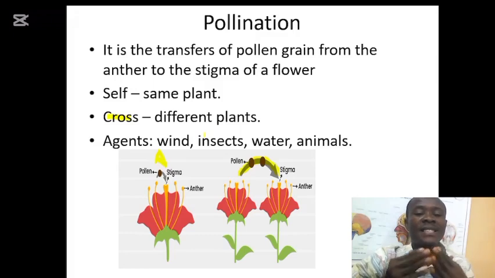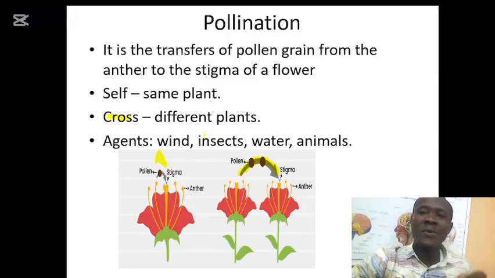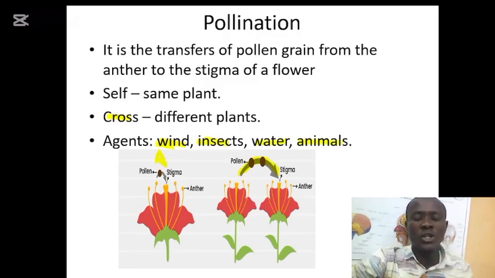Now, agents are things that help in the process of pollination. For example, football players have agents. What the agents do is help the player to find a team. It's the same thing that these agents of pollination are doing here. So we have different agents of pollination. We have wind, insects, water, and animals that help in the process of pollination.